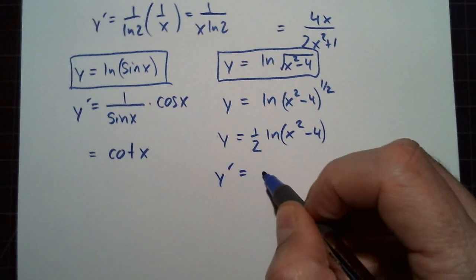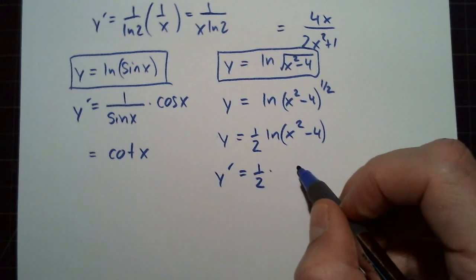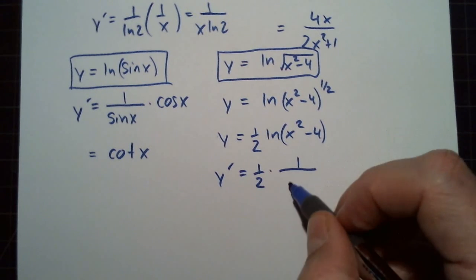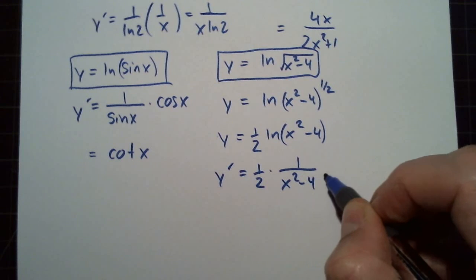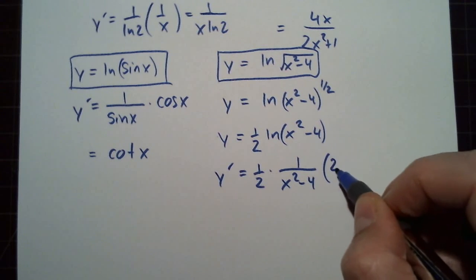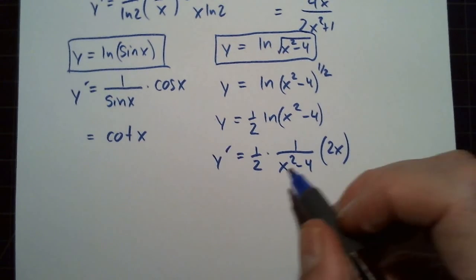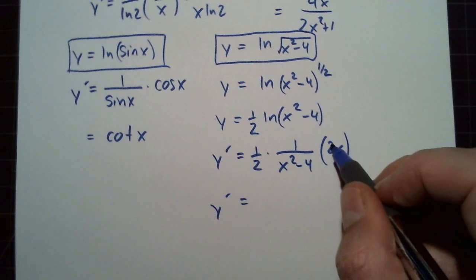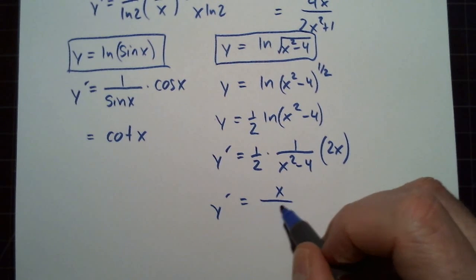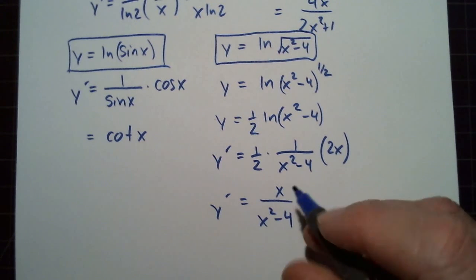So now the derivative is just going to be 1 over this times the derivative of that. We can simplify. 2's cancel. X over x squared minus 4.